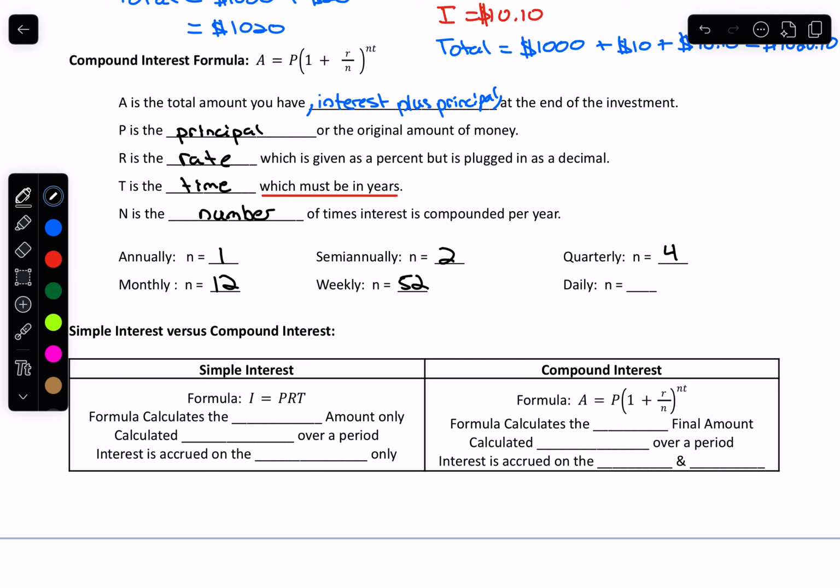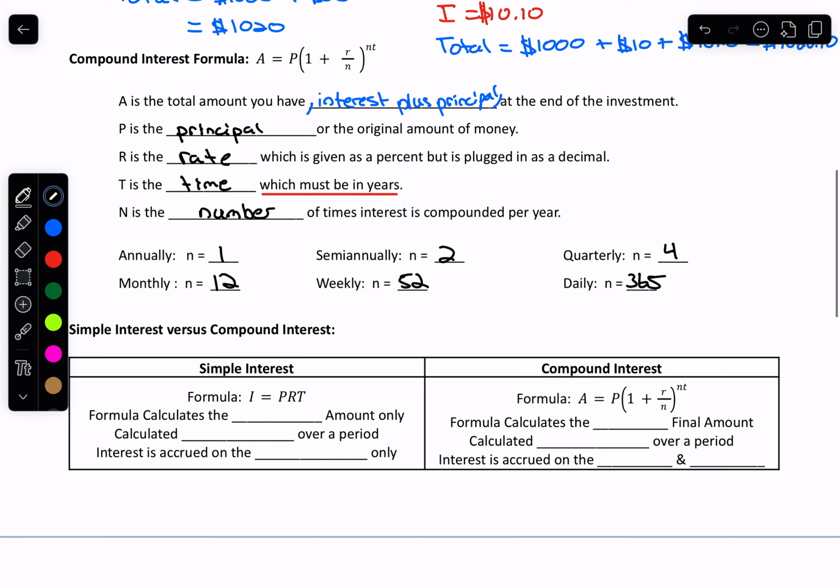So weekly is 52 times a year, and similarly, daily, we use 365 times per year. Even though if there's a leap year, it would be 366, we just assume 365. So now let's go ahead and compare these two formulas.